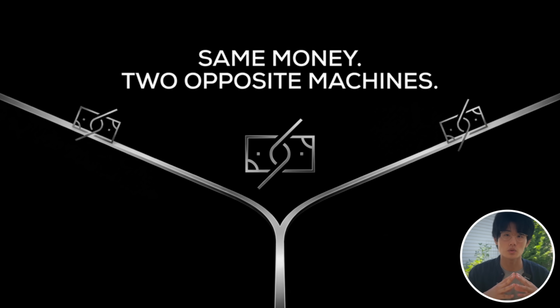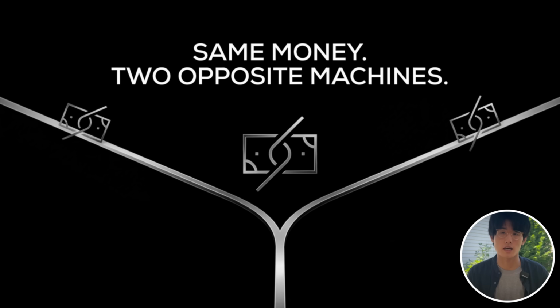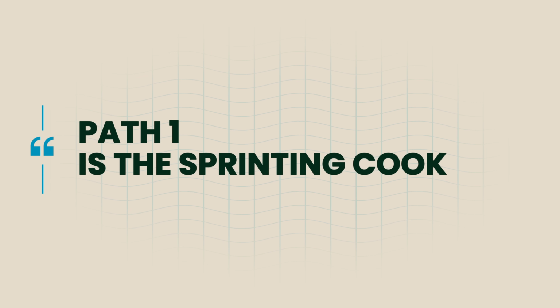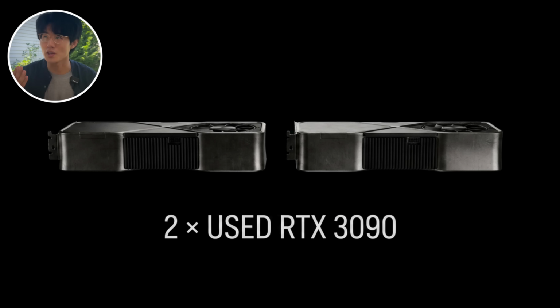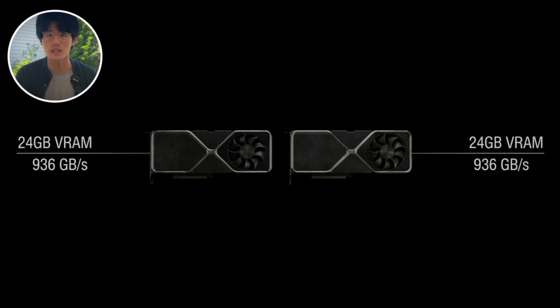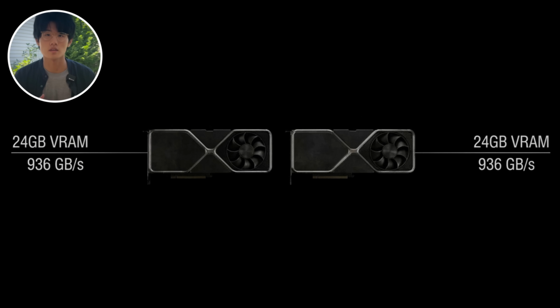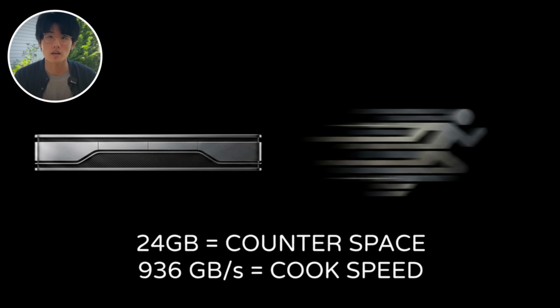And this is where the rule earns its keep, because the same money now buys 2 completely opposite machines. Path 1 is the sprinting cook. 2 used RTX 3090s, if you can get your hands on them. Each one moves 936 gigabytes per second. Each carries 24 gigs of VRAM, and the honest price spread is wide because it depends on where you shop.